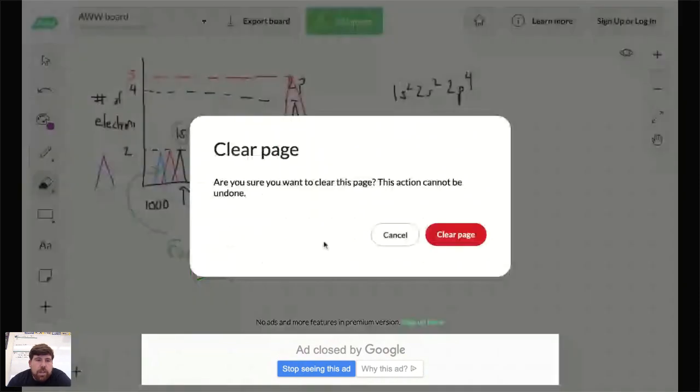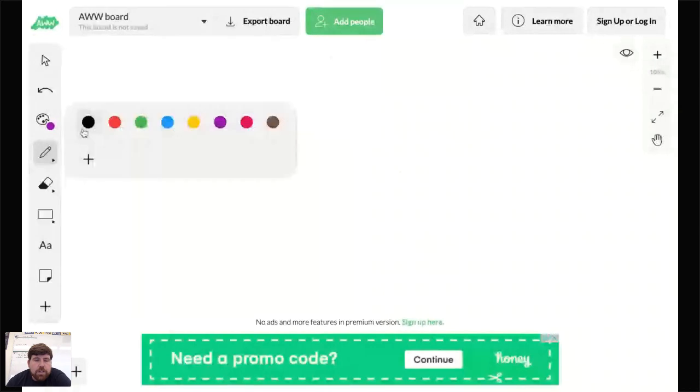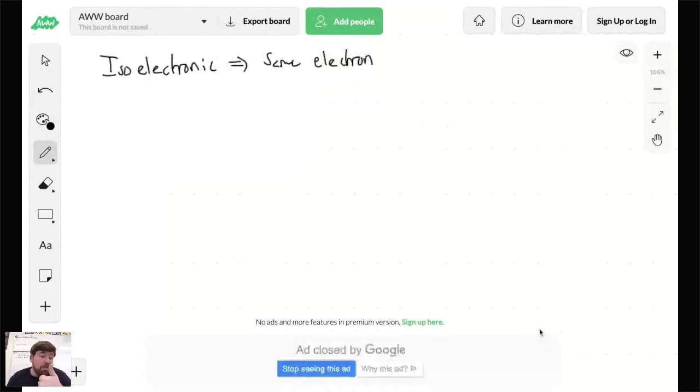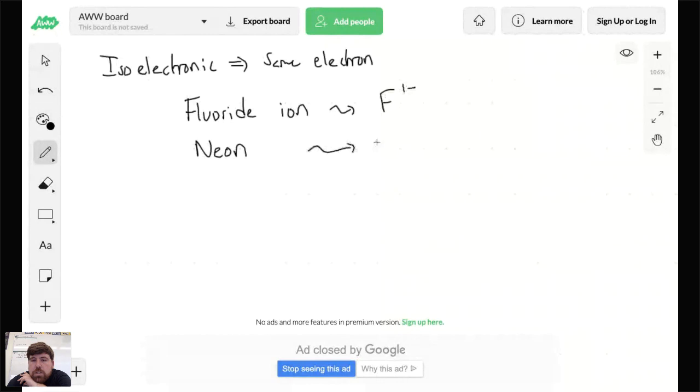First off, let's just define what isoelectronic means for everyone that is following along. Isoelectronic just means it has the same number of electrons, and the only way that something can have the same number of electrons is if it's the same atom or if it gains or loses electrons. So if we look at the fluoride ion versus neon, that's F1 minus, and that would be just neon. Both of these would end up having 10 electrons.